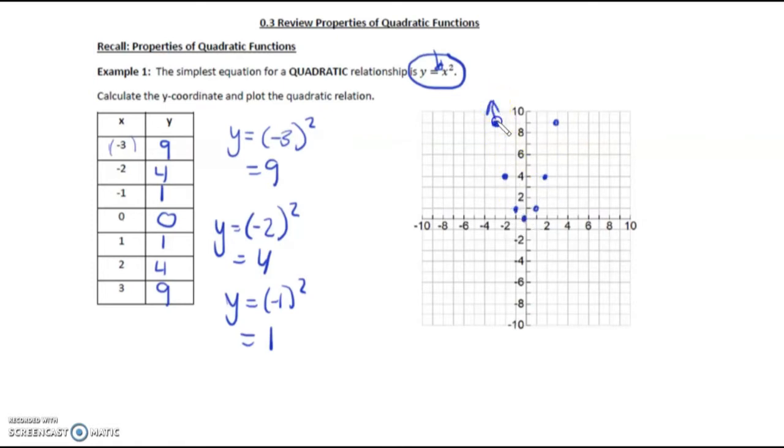Let's go a little slower. You want to make sure that this doesn't look like a V, it's actually like a happy face. So it's a curve, it's not two lines.